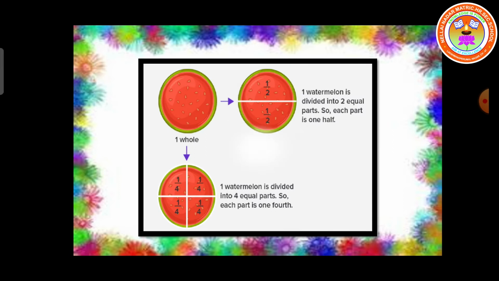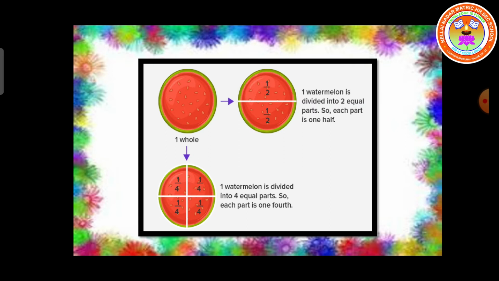I'll explain with one example. See here, one watermelon slice. The first picture represents the whole. Now I want to divide that one piece into 2 pieces. So one watermelon is divided into 2 equal parts. So each part is 1/2. So that 1/2 is a fraction of the whole.